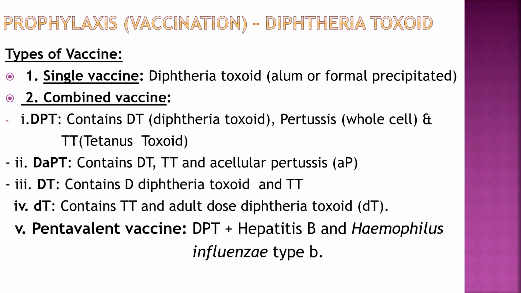DaPT is diphtheria, tetanus, and acellular pertussis. Then DT is diphtheria and tetanus. Small dt is tetanus and adult diphtheria toxoid. The pentavalent vaccine contains diphtheria, pertussis, tetanus, hepatitis B, and Haemophilus influenzae type B.